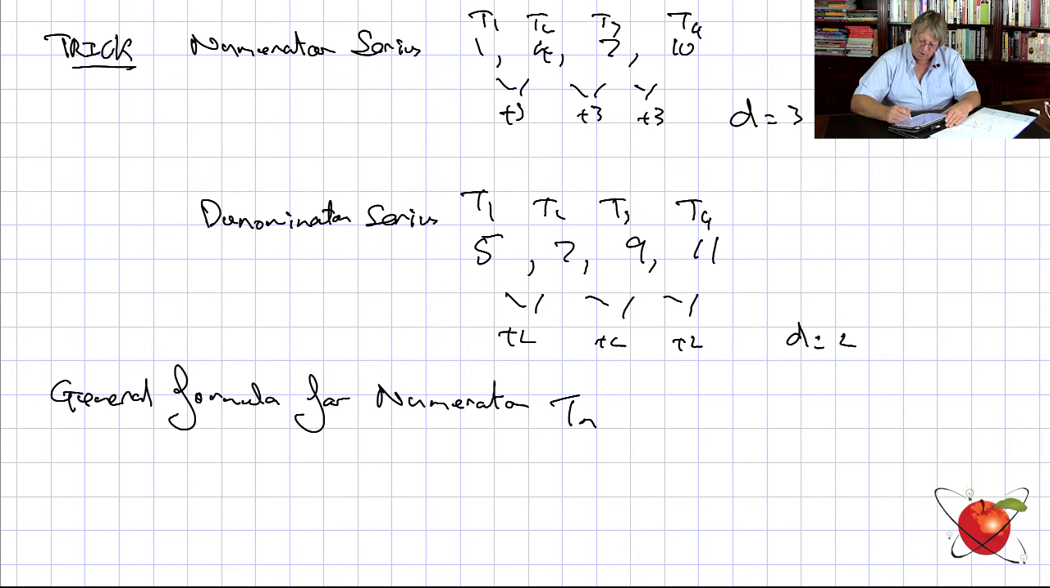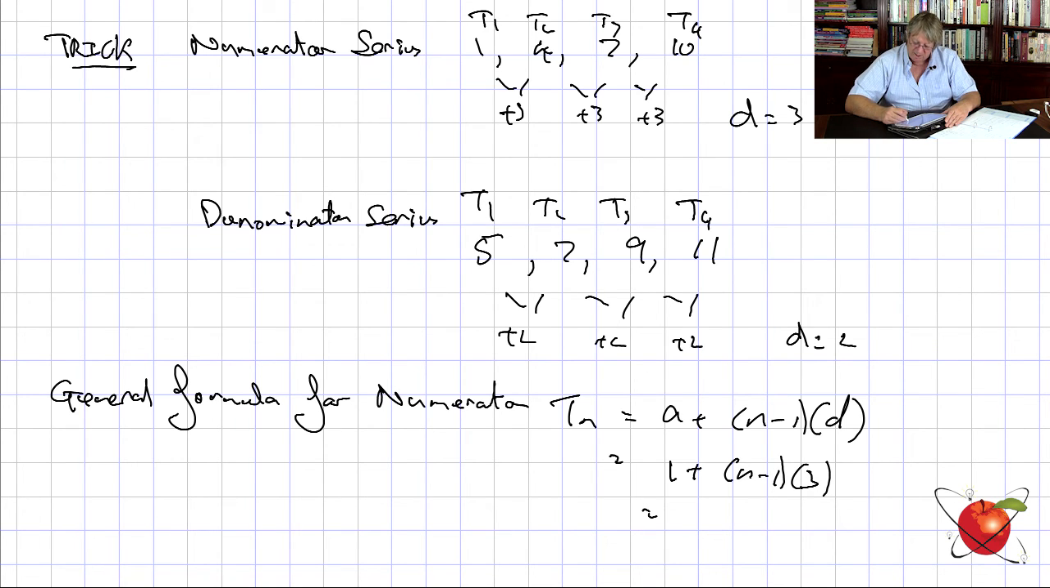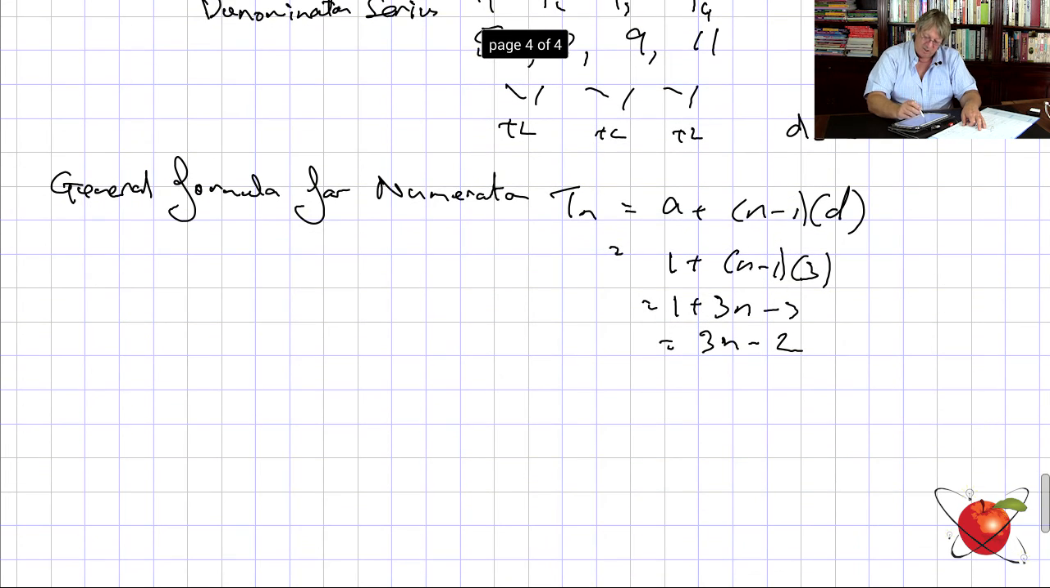Tn is going to be equal to A plus n minus 1 times D. A is 1, D is 3. So that's going to be 1 plus 3n minus 3, which is 3n minus 2. So the general formula for the numerator is 3n minus 2.